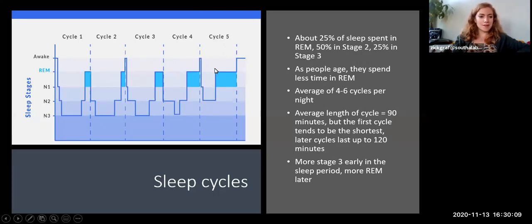As you can kind of see here, earlier in the sleep period, so right after you fall asleep in the first couple hours, there's more stage 3 sleep, that deep, restorative, restful sleep. And then as we move through the night and get closer to the wake period, there's longer periods of REM sleep.